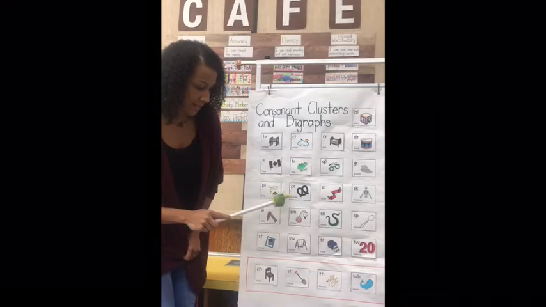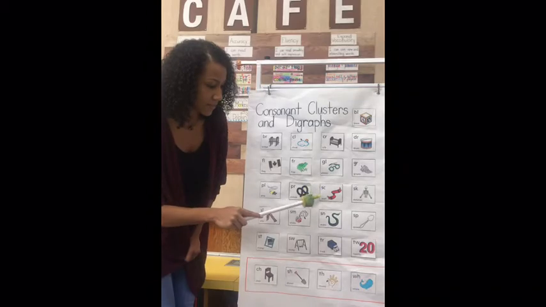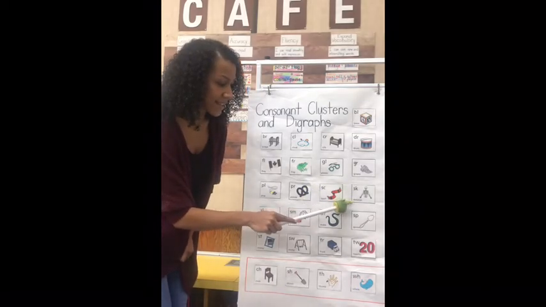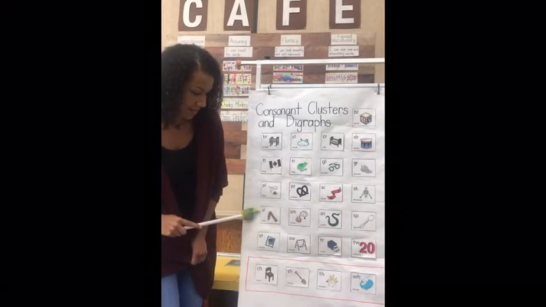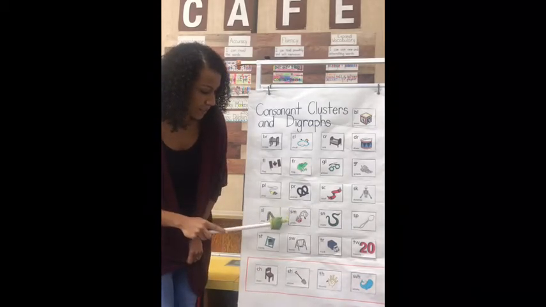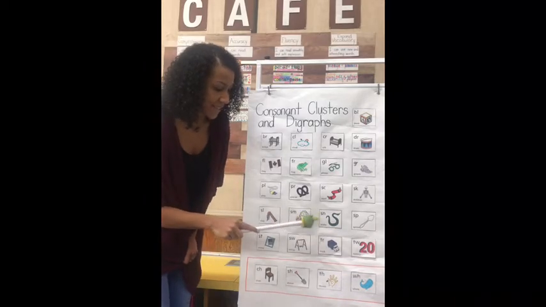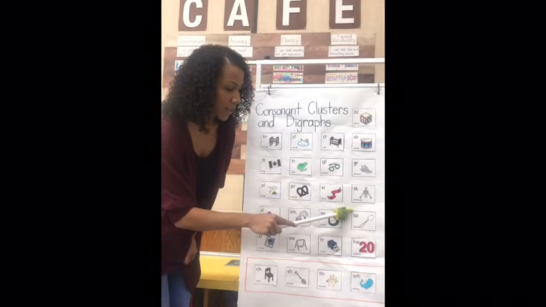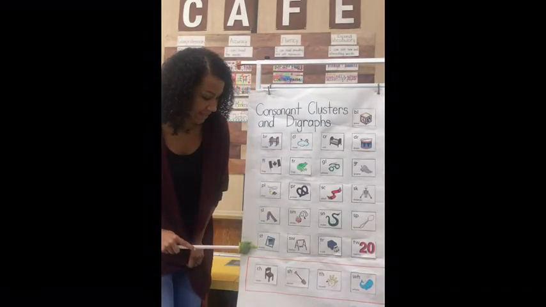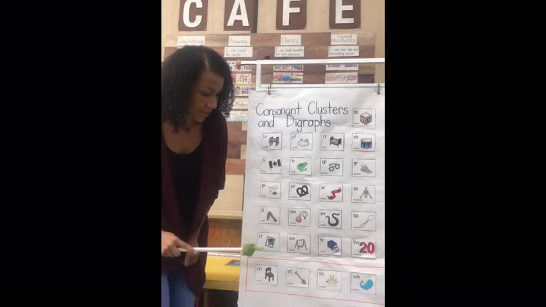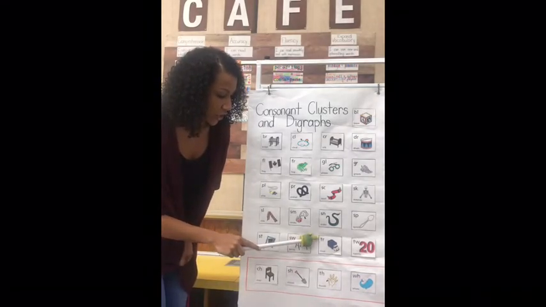Per, pretzel. Sk, scarf. Sk, skeleton. Sol, slide. Sm, smoke. Sn, snake. Sp, spoon. St, stamp. Sw, swing. Tur, truck.